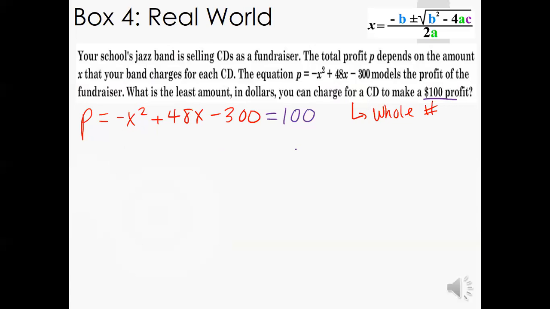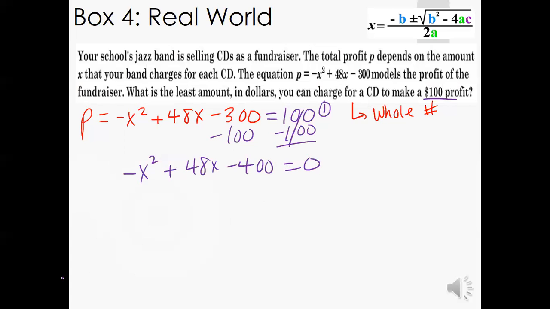Step one of solving that quadratic is to make it equal to 0. So step one, I need to make this equal to 0. What do I need to do? Minus 100 from both sides. We subtract 100 from both sides, and we're now working with negative X squared plus 48X minus 400 equals 0.